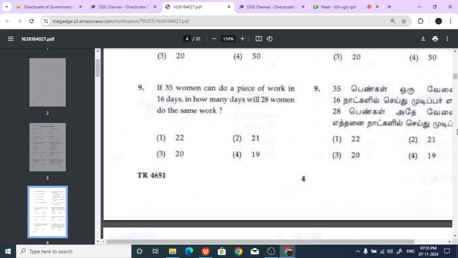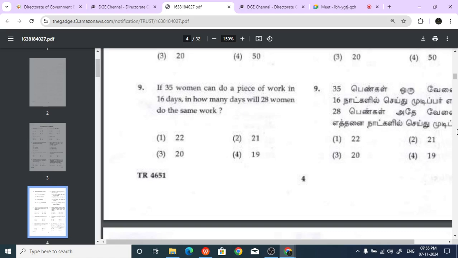Question 9. Palak, can you read? Yes, sir. If 35 women can do a piece of work in 16 days, in how many days will 28 women do the same work? I'm asking you a simple question: will it be more than 16 or less than 16? Sir, more than 16.